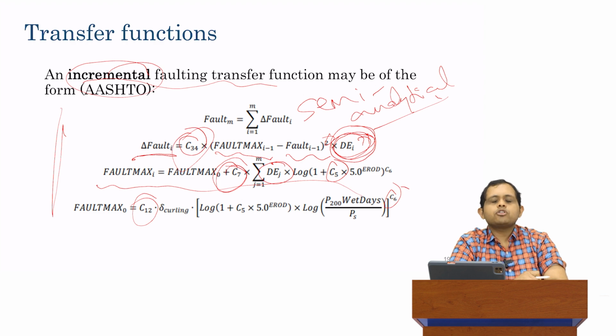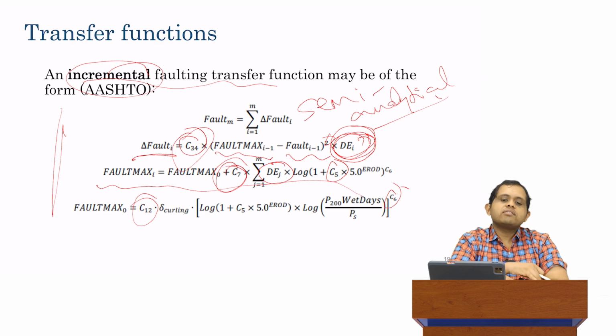For the same thing, for example, for faulting, if you look in the literature, you'll find 10 other faulting models which are available. This is just the one from ASTRO which I'm showing you, but there are many other transfer functions which are available. So you have a large number of transfer functions. There's no such thing as a unique transfer function.